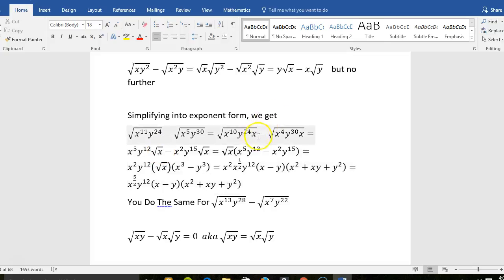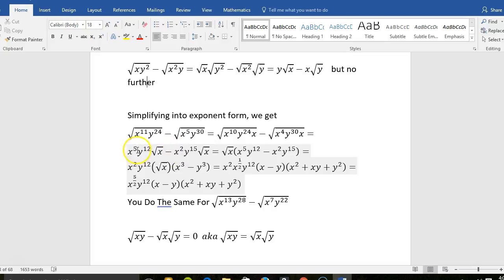Now, x to the 4th, square root always halves the exponents. So that comes out as x squared right here. Y to the 30th comes out as y to the 15th. But now this, again, for the same reasons, x can't come out. So this x is stuck inside here, right here, where my cursor is. He can't come out. But now, if you're good there, let's move on.